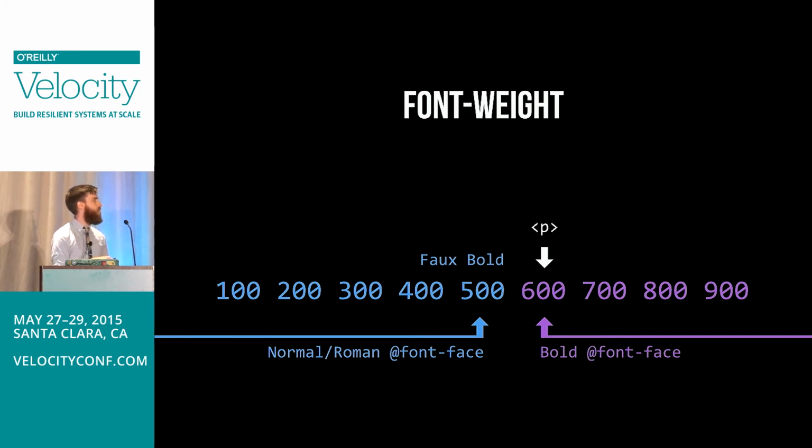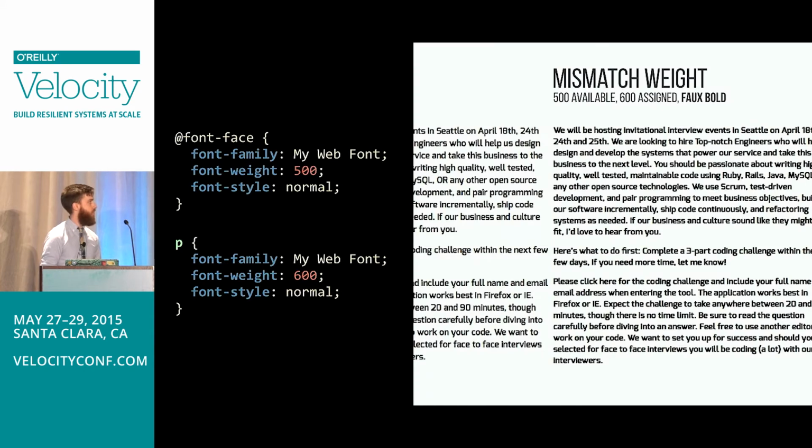But the more interesting part of starting out in the upper portion of the font weight spectrum is that if it doesn't find 600, 700, 800, 900 and crosses over into the lower portion, the browser will generate a new web font, and they call it faux bold. It uses something called font synthesis to try and generate a web font from what it has.